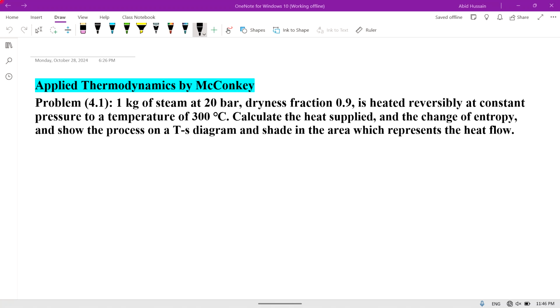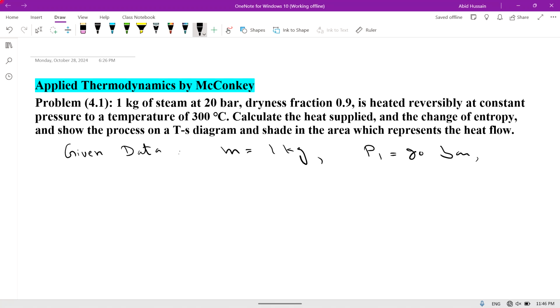First we write the given data. So in given data, m is equal to 1 kilogram of steam. The working fluid is steam at 20 bar. P1 is equal to 20 bar.